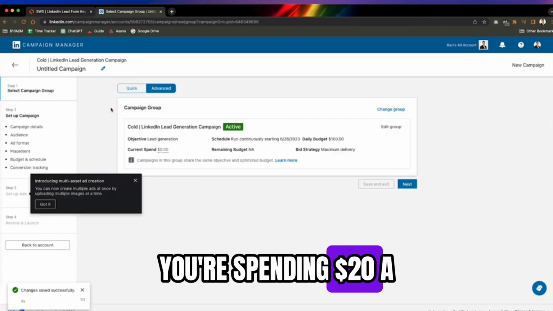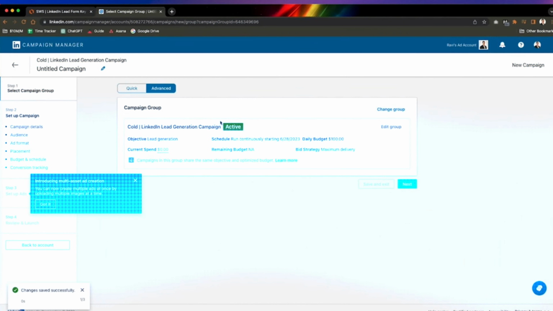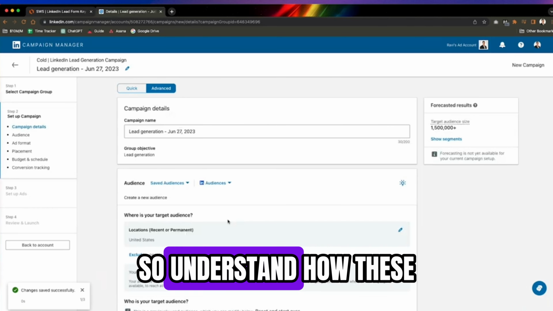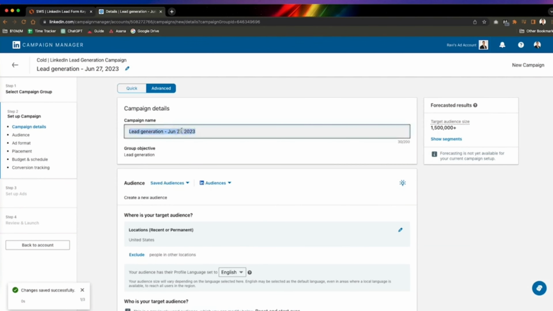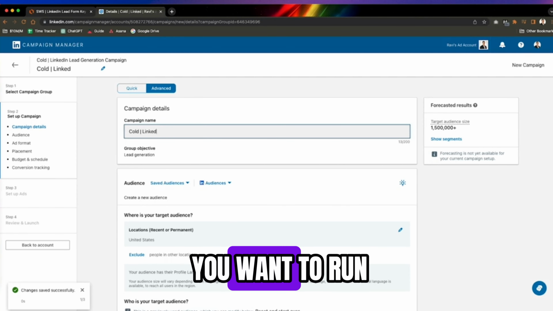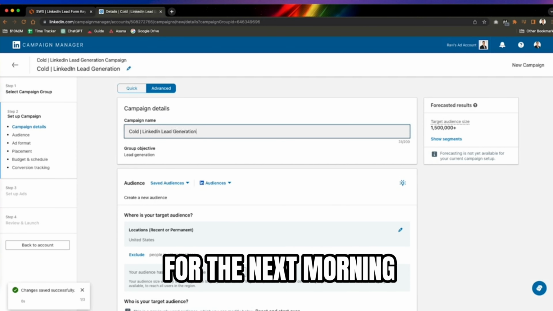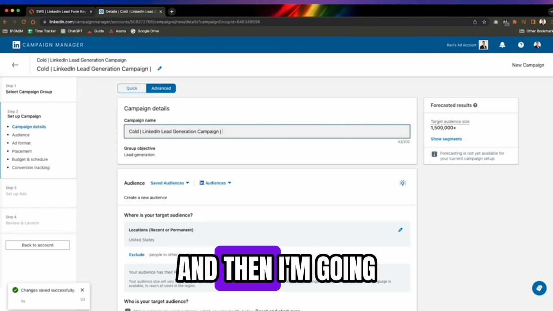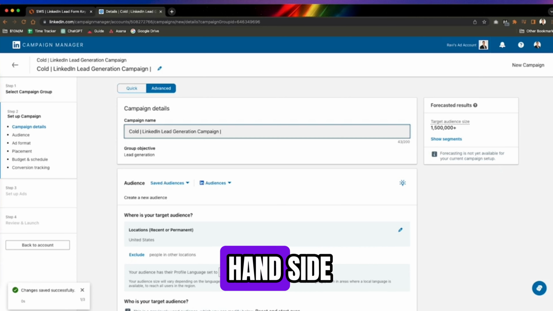If you're spending $20 a day on leads on your ads, well, it's going to take 2 days to even get one lead. So understand how these numbers work with your campaign. And that will also help you know what your budget should look like inside of here. So you want to run the campaign. I always run it for the next morning, the next day immediately. It makes things simple. And then I'm going to click on create in the bottom right hand side.